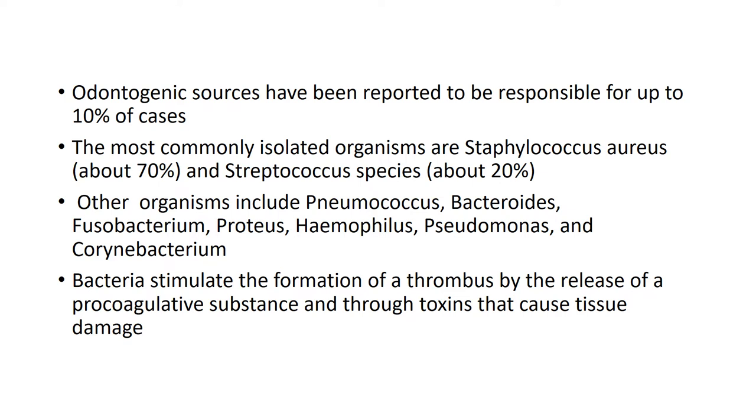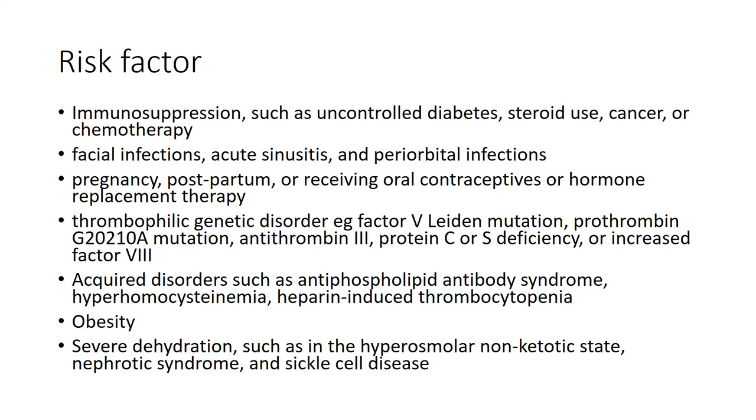The most commonly isolated organisms are Staphylococcus aureus, which contributed about 70% of all cases, and Streptococcus species, which accounts for about 20% of all the cases. Other organisms involved include pneumococcus, bacteroides, fusobacterium, proteus, haemophilus, pseudomonas, and corynebacterium. So bacteria stimulate the formation of a thrombus by the release of a procoagulative substance and through toxins that cause tissue damage.